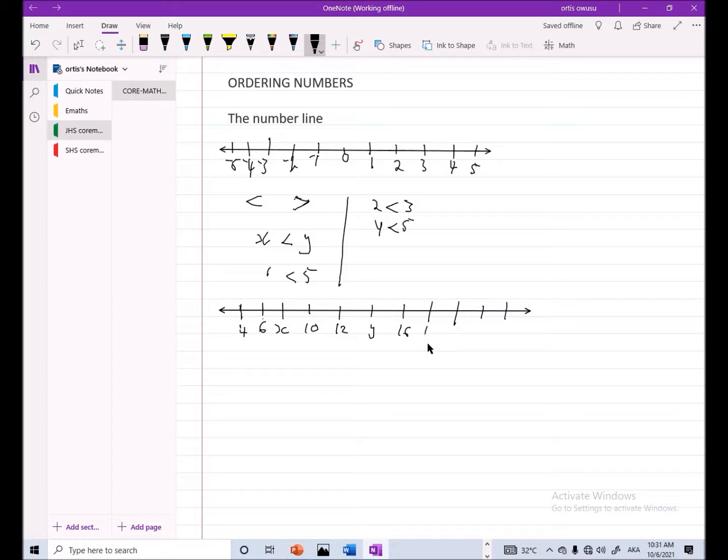Let's make 18. Let's make z here. Let's make m here. Let's make n here. So if the question is find the value of x, y, z, m, and n, how do we do it? Alright, how do we do it?